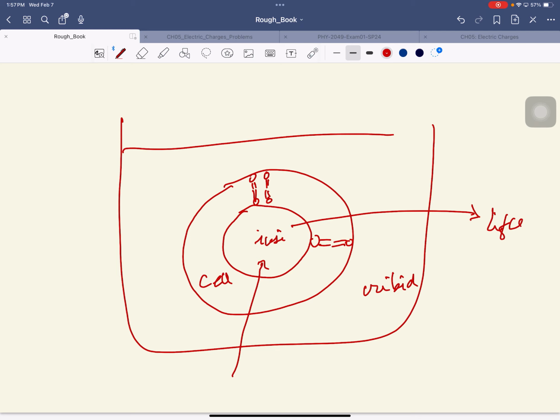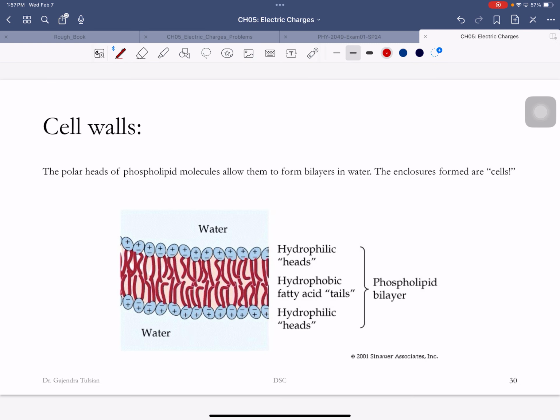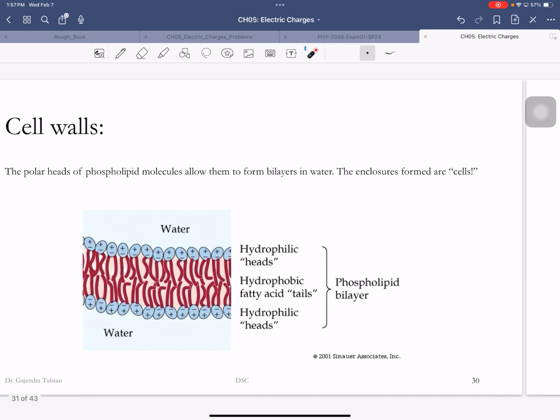Did you guys understand that? So this is a low energy configuration. You throw a bunch of phospholipid molecules into a beaker of water, and you'll have a cell automatically form. Pretty amazing. So the polar heads want to face the water molecules, and these tails are called hydrophobic. They're neutral to water because they don't have dipole moments.